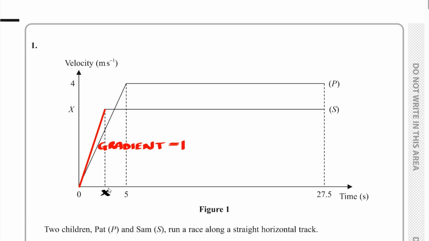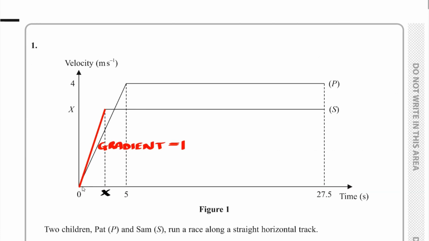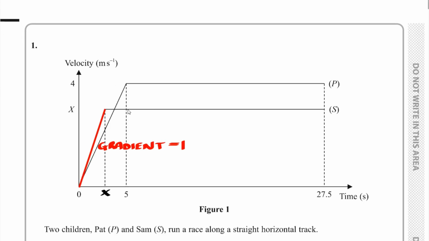And for us to find the value of x, we need to recognize that we have the same distance under both graphs. So we can find the area of the trapezium as it relates to Sam. So we have a half times x, so we have a half x squared. That is the triangle here. And then we add on to this x, which is the height, multiplied by the length, and the length is the difference between 27.5 and x.